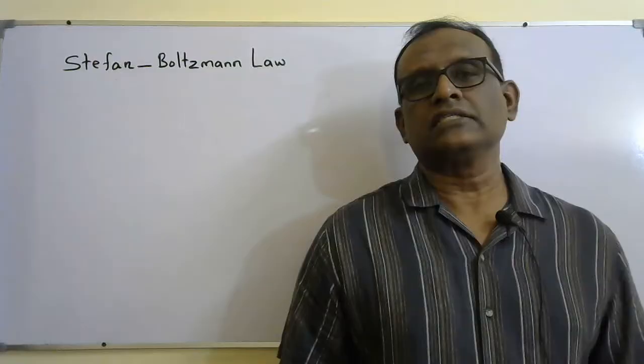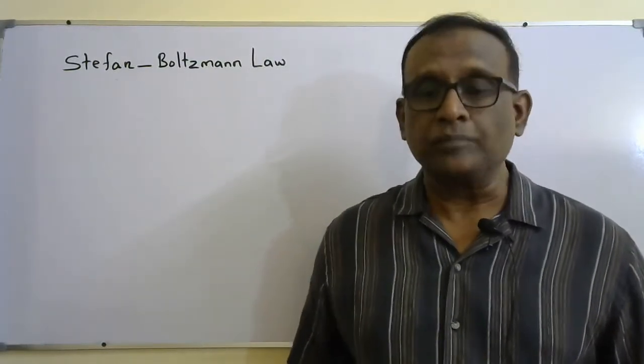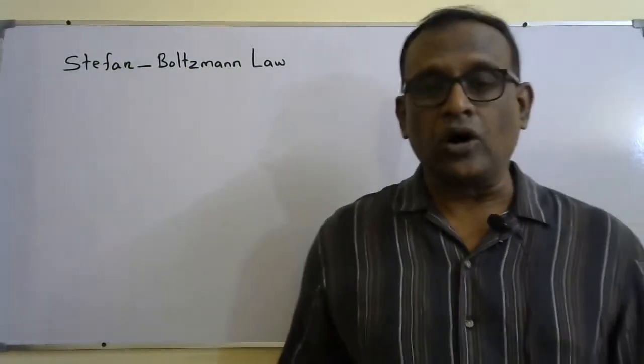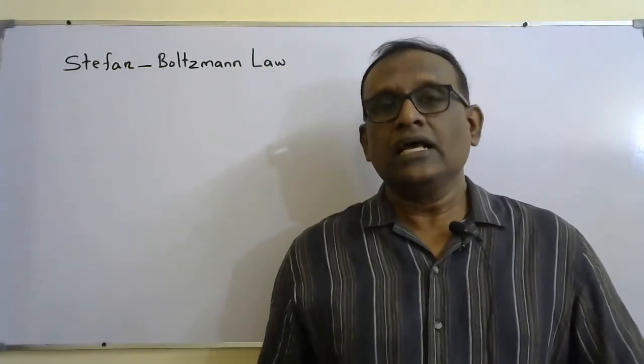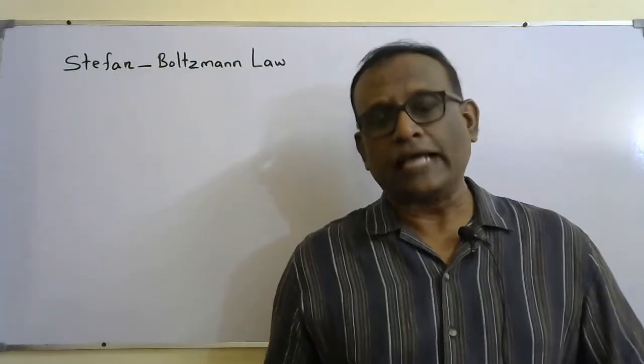Okay, so the first law that we learn in this topic in Unit 5 under cosmology is the Stefan-Boltzmann law. I already told that the Stefan-Boltzmann law is nothing related to cosmology. That is related to black body radiation. So what is a black body?